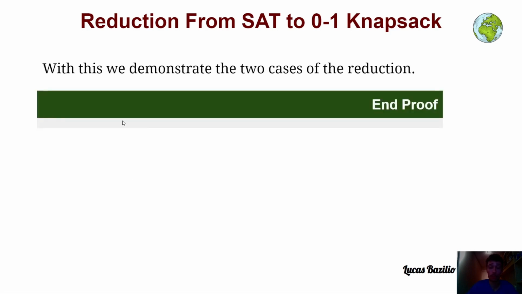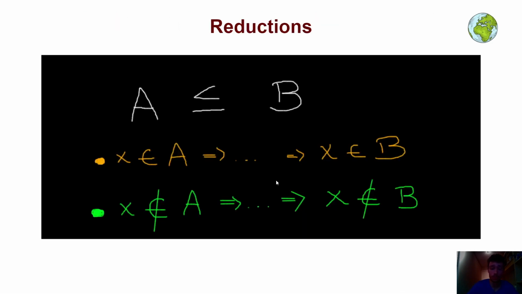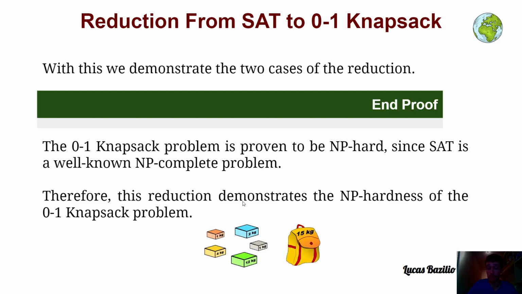Very well, and so with this we demonstrate the two cases of the reduction. If we have an instance that is a solution to the SAT problem, it will also be a solution to the 0-1 knapsack problem, and if we have an instance that is not a solution of the SAT problem, it will not be a solution to the 0-1 knapsack problem. And so, since the SAT problem is a well-known NP-complete problem, and we have made this reduction, the 0-1 knapsack problem is proven to be NP-hard, because we have reduced an NP-complete problem, such as the SAT problem, to the 0-1 knapsack problem. Therefore, this reduction demonstrates the NP-hardness of the 0-1 knapsack problem.